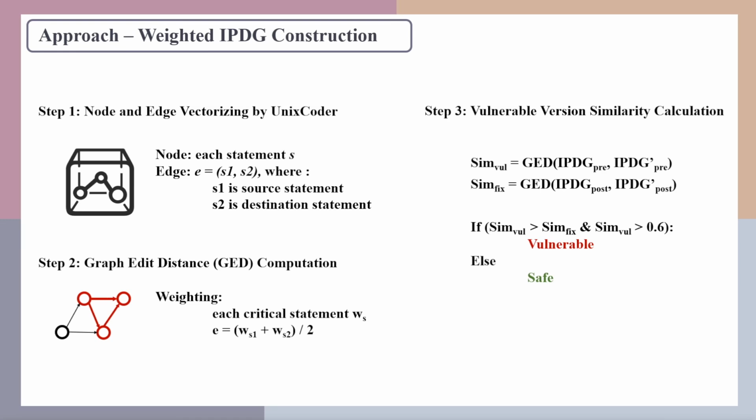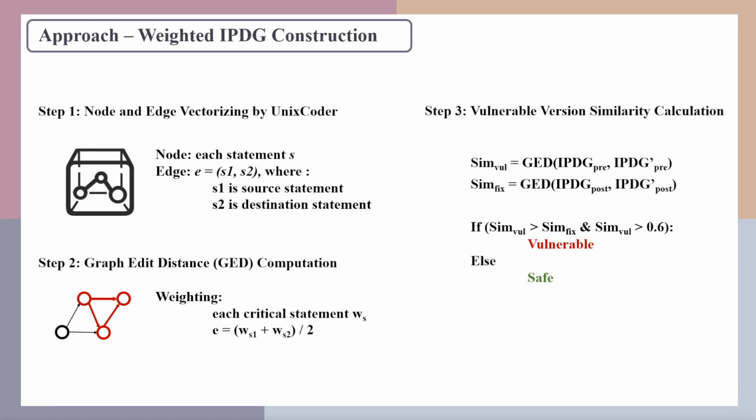Next, Vision constructs the IPDG. First, it leverages UniXcoder to vectorize the nodes and edges in the IPDG and weights the critical statements identified before, while the edge's weight is the average of its source and destination. After that, the vulnerability signature IPDG pre and the patch signature IPDG post are constructed.